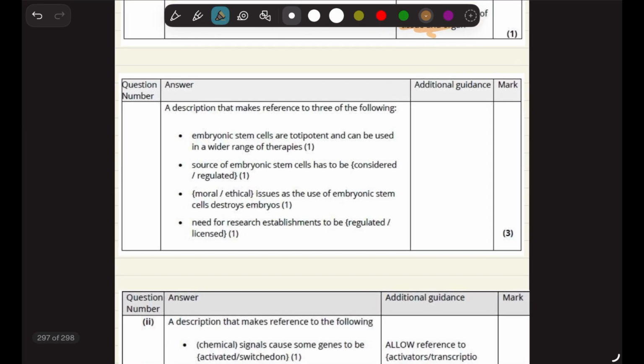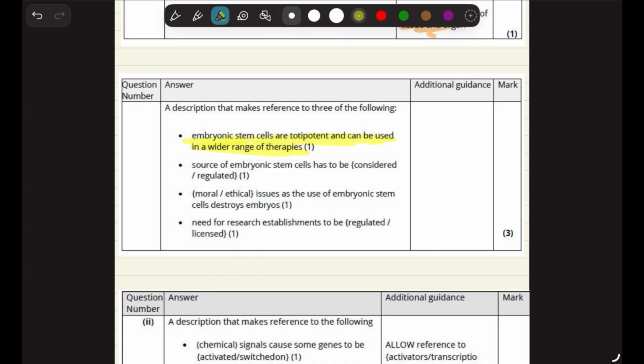Cool. Now, in terms of your ethical concerns, first of all, let's go definitions. So embryonic stem cells, why are we even using them? Because they're totipotent, so we can form a bunch of different cell types, any cell type. Cool. Then we need to think about embryonic stem cells, we're taking them from embryos.